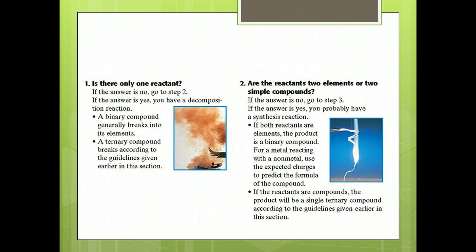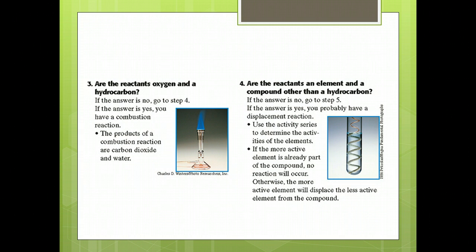So if our answer was no, that these are not two elements or two simple compounds, I'm ready to go to step 3. Step 3 says, are the reactants oxygen and a hydrocarbon? If the answer is no, you're going to go to step 4. If the answer is yes, you have a combustion reaction. And the products of a combustion reaction are always carbon dioxide and water.